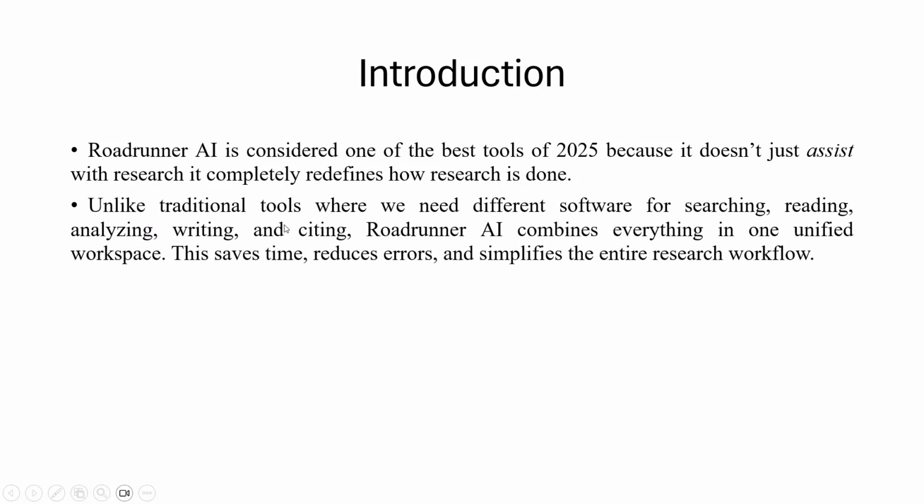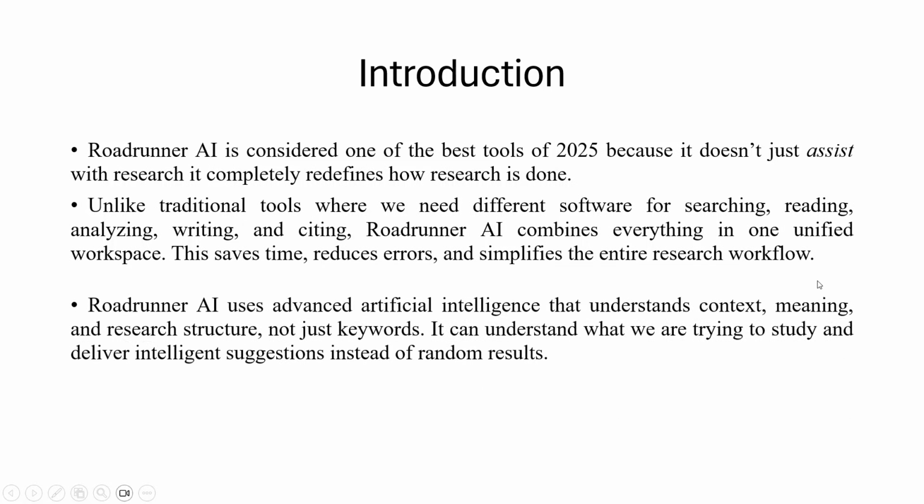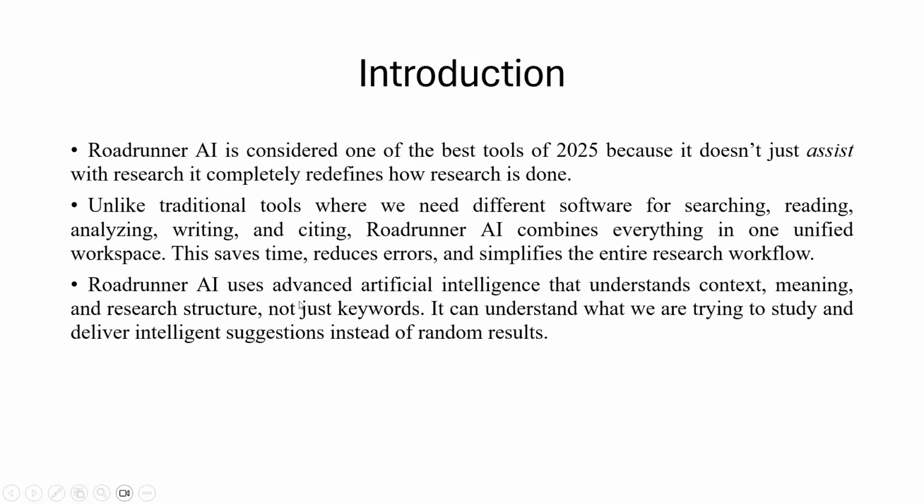Unlike traditional tools, where we need different software for searching, reading, analyzing, writing, and citing, Roadrunner AI combines everything in one unified workspace. This saves time, reduces errors, and simplifies the entire research workflow. Roadrunner AI uses advanced artificial intelligence that understands the context, meaning, and research structure, not just the keywords. It can understand what we are trying to study and deliver intelligent suggestions instead of just random results.